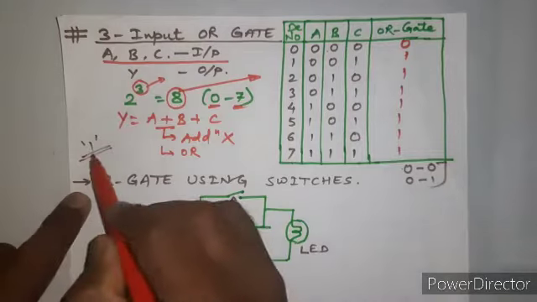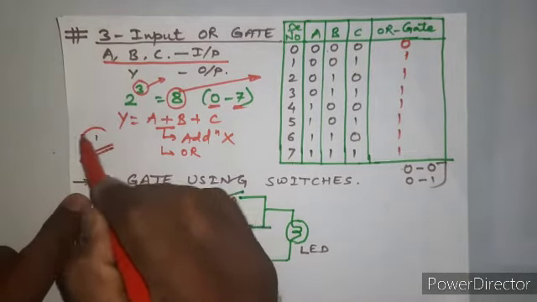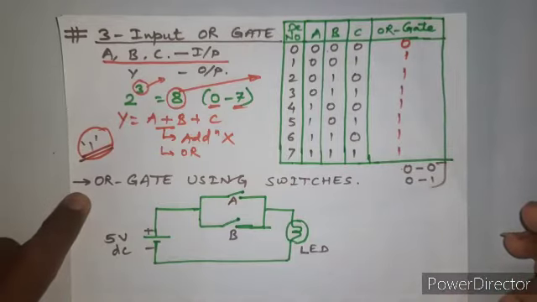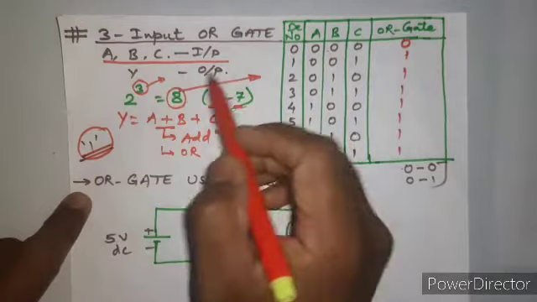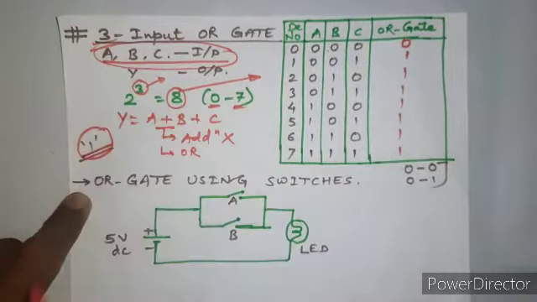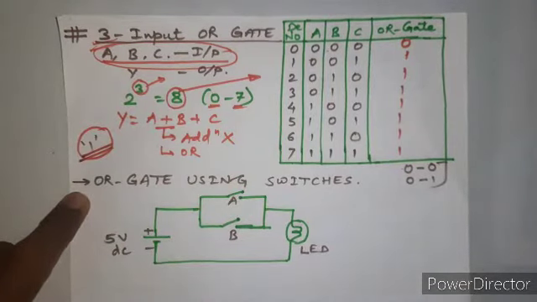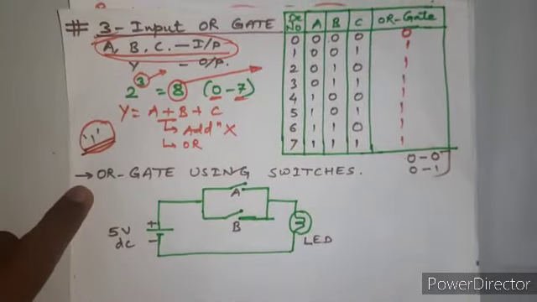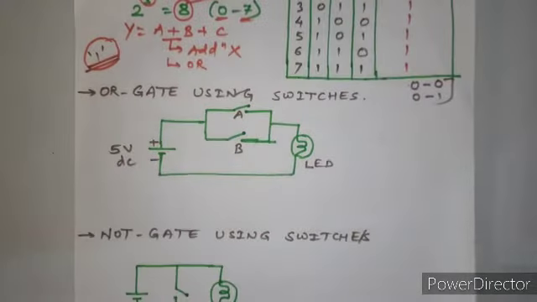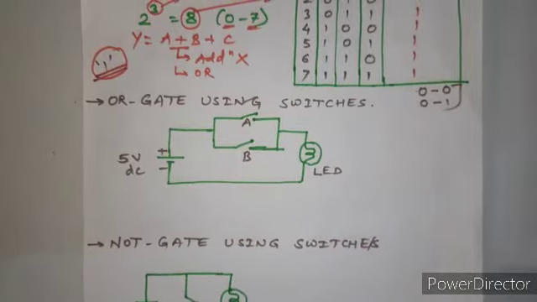Let me repeat the statement. For the OR gate, if any of the input is 1, the output is 1. So this becomes the truth table for the 3 input OR gate. I hope you have understood this. Similarly, you can even go for a 4 input OR gate. If you wish, you can try that out.